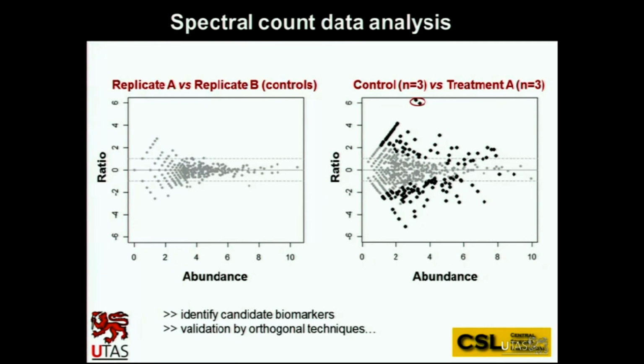And this just shows a sort of a null plot where two replicates for the controls have been compared, and then this shows the protein data for one control sample versus a treatment sample. And so you may wish to target the most differentially abundant proteins for subsequent analysis by orthogonal techniques.